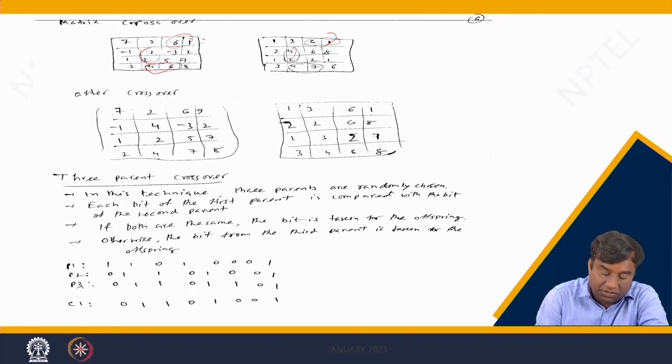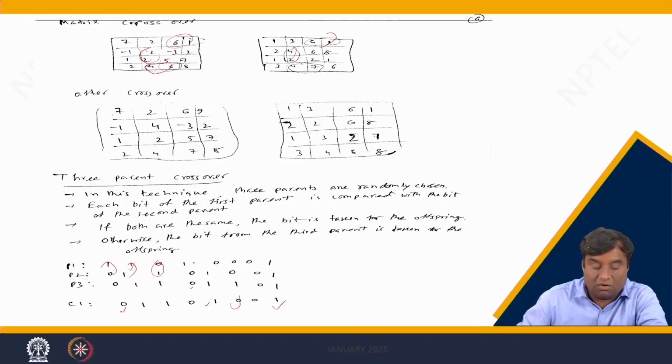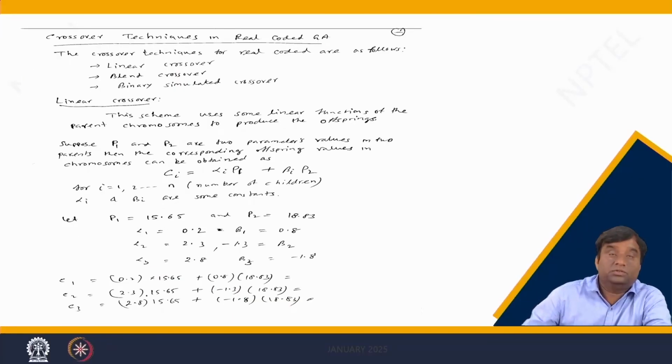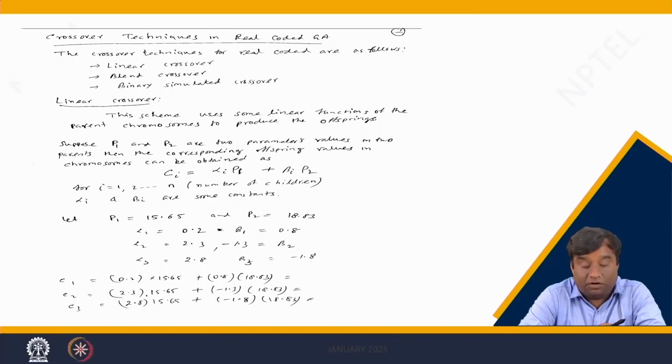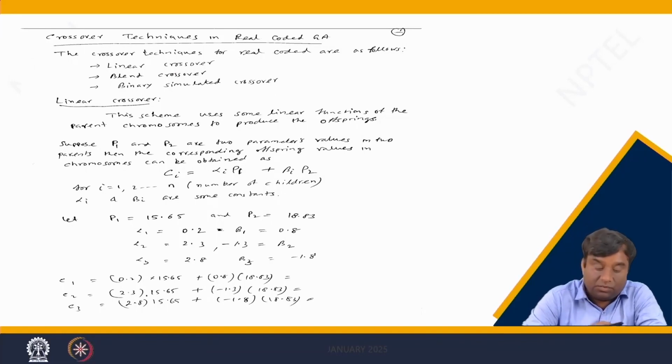So P1, P2, P3. As the bits are not matched, you can take it from the third parent, 0. Which are matched, so this is 1. This is also not matched, so 1. Not matched, so 0. Not matched, so 1. Match, so this is 0. Match, so this is 0. Match, so this is 1. So if we change the rule, we'll get another offspring. So these are the crossover techniques for binary coded genetic algorithm.